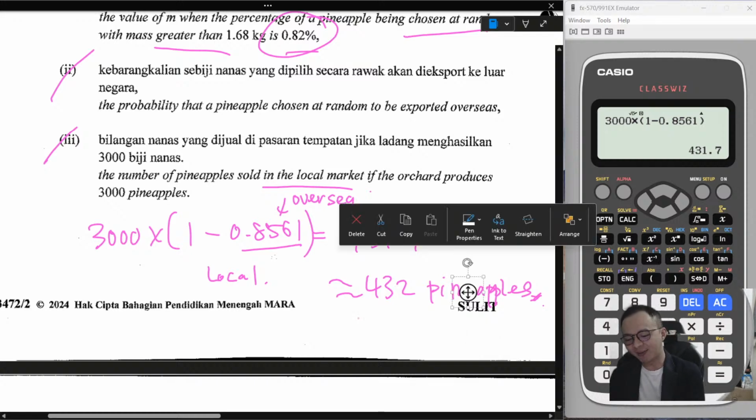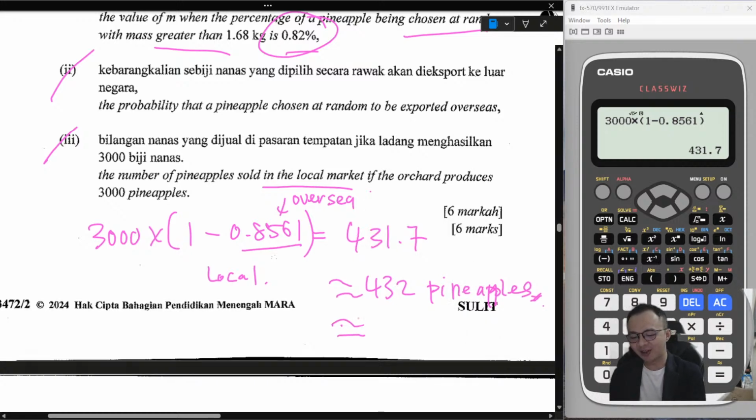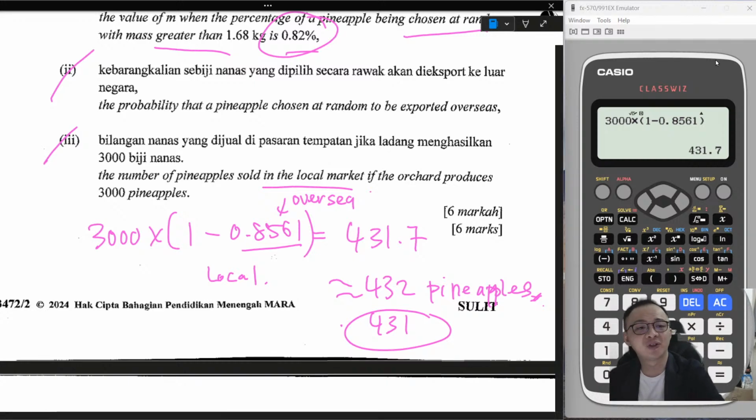Both can be accepted, because this one is an estimate. It's not an inequality. So if you write 431, the marking scheme says can accept both, 431 and 432. Yeah, let me double check. It's not mistaken. They can accept both answers.